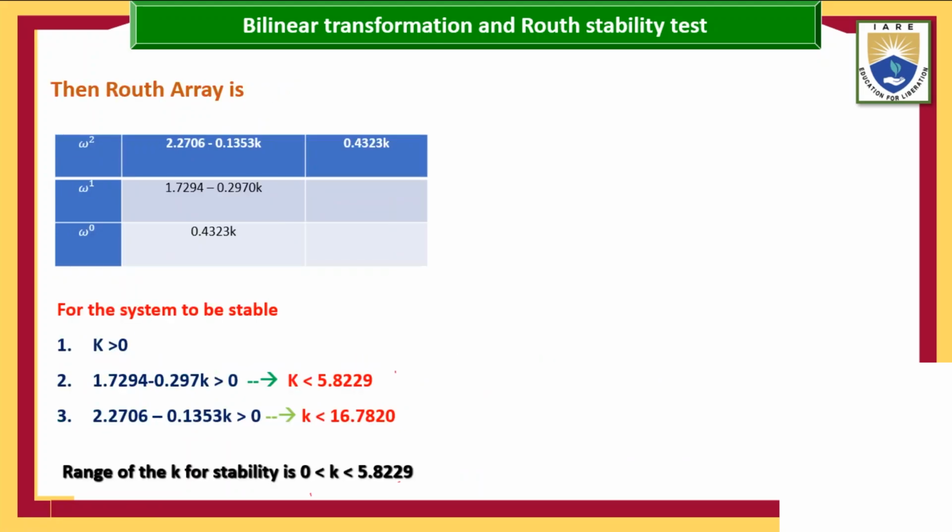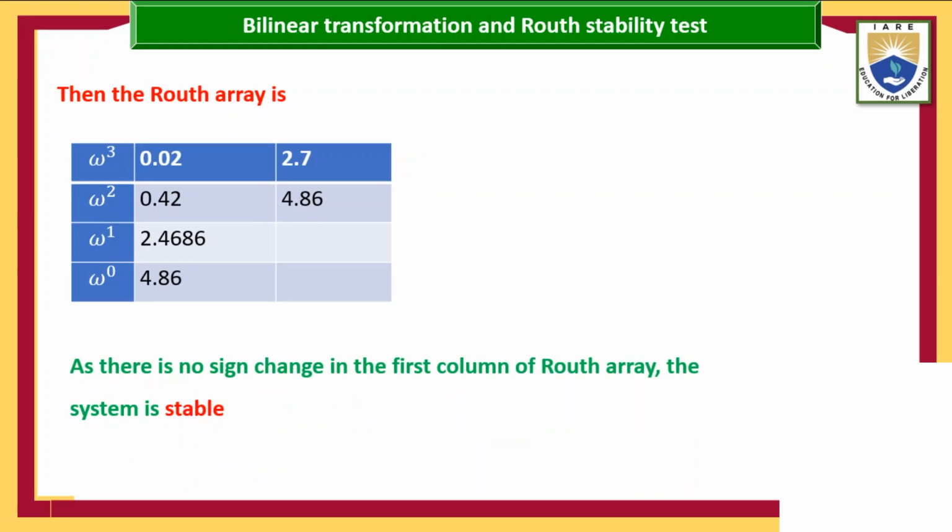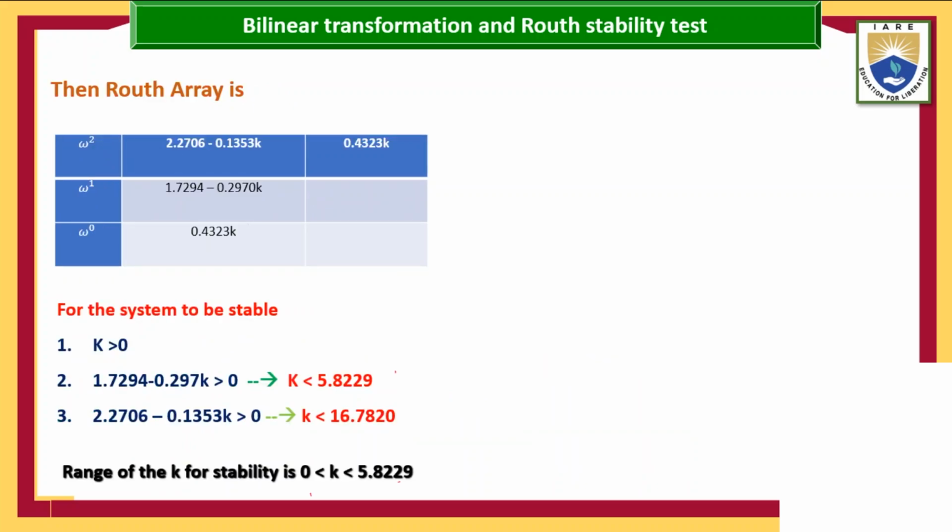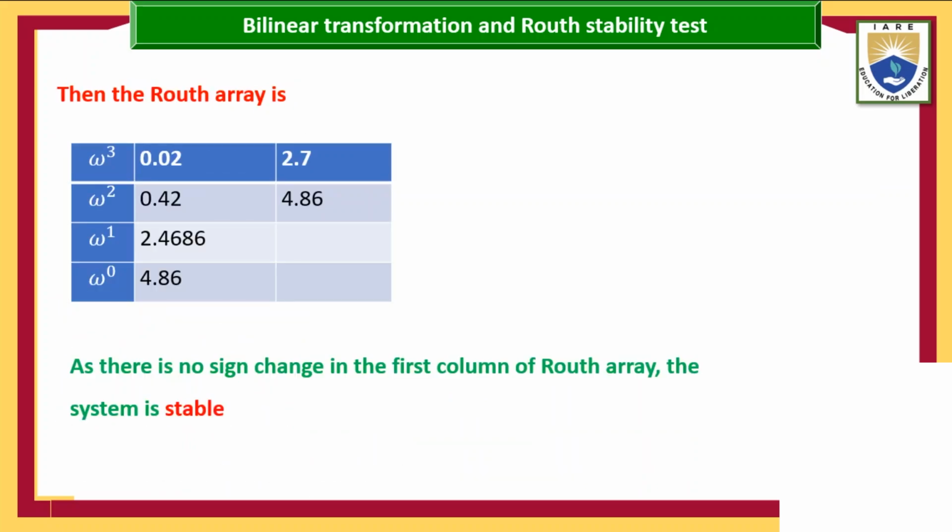There are no sign changes in the first column, so it is a stable condition. Remember that one. Substituting the K value, we got this value. The final value is 0.5. We have to make the change on this one; it is a stable condition only.